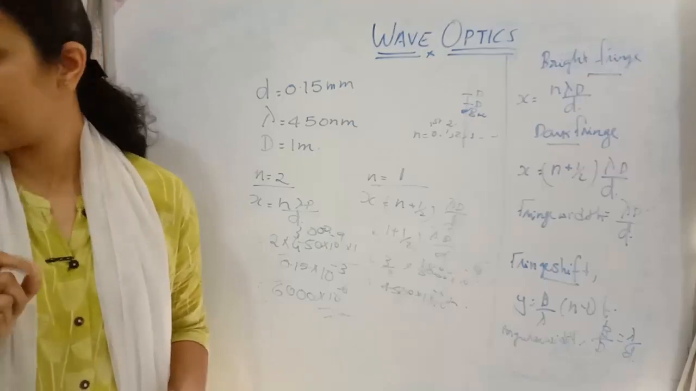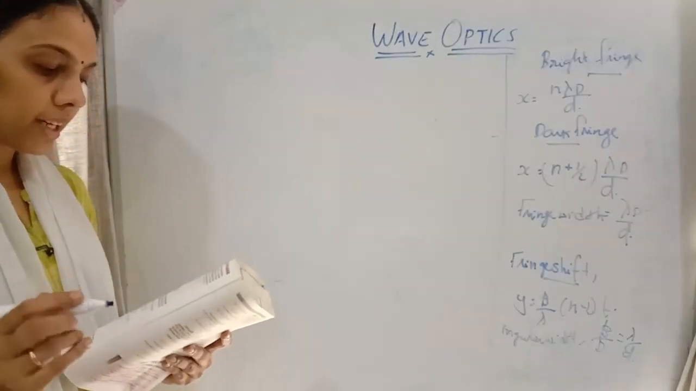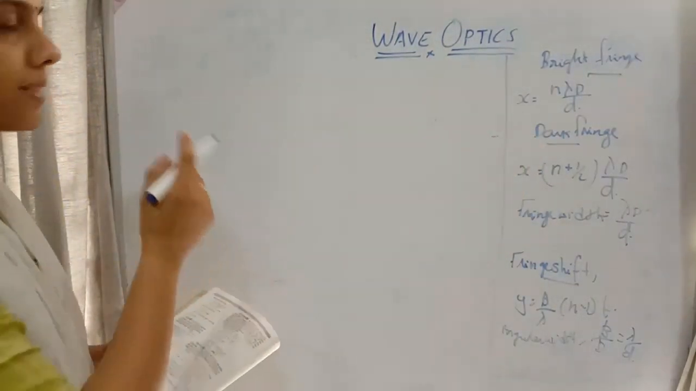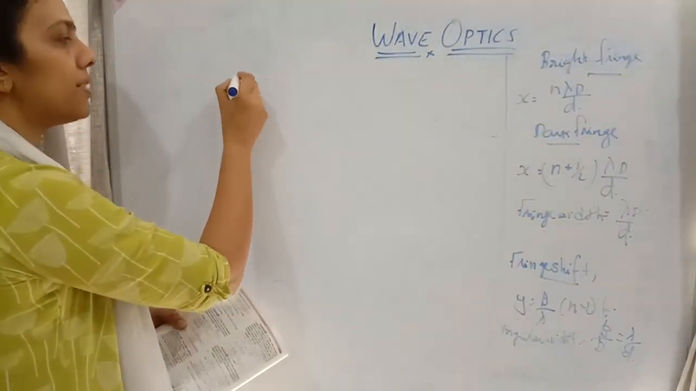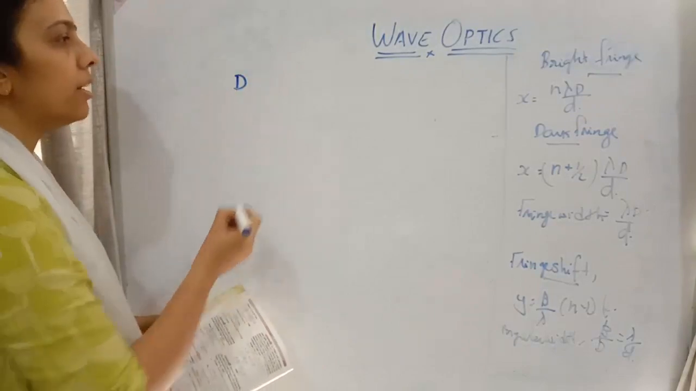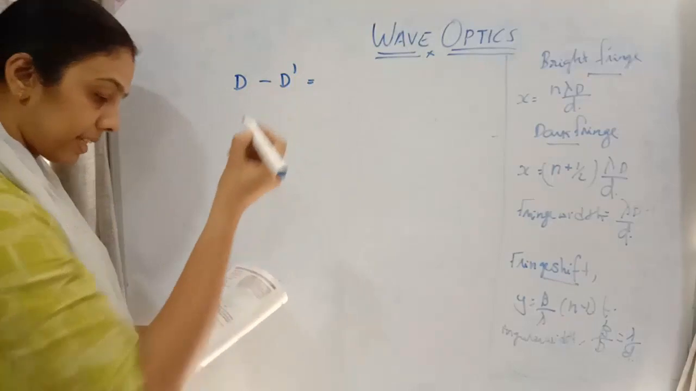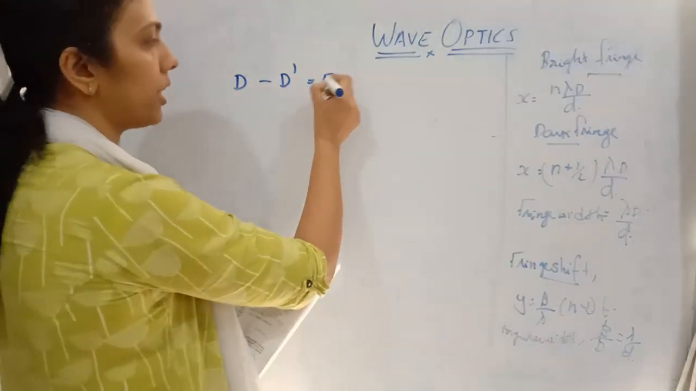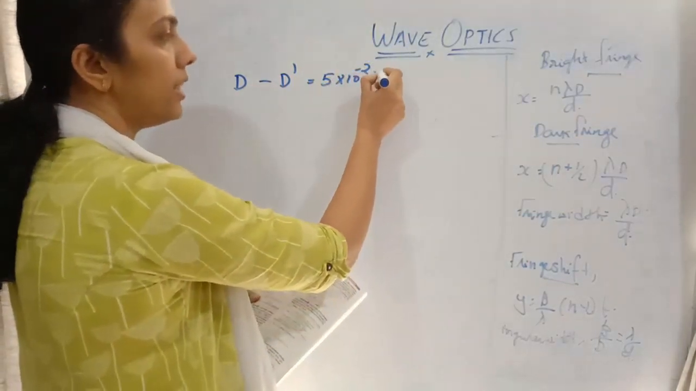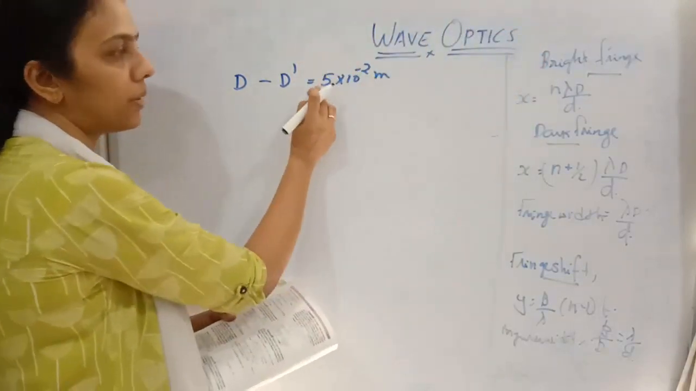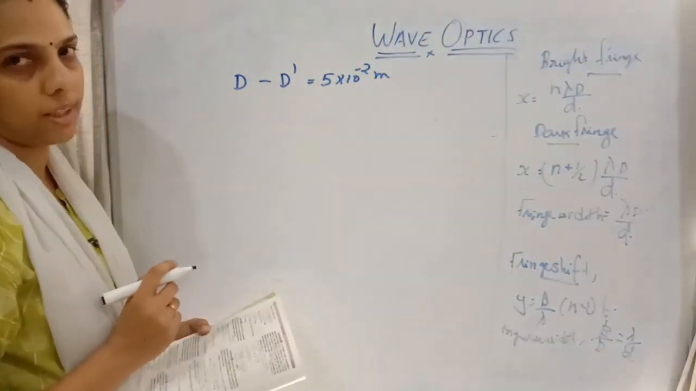How can we do this? Now here it is given that the screen is moved 5 into 10 to the power minus 2 meter towards the slit. So first it was at a distance D, now it is at a distance D dash. So D minus D dash is given as 5 into 10 to the power minus 2. Initially it was at a distance D, now it has moved, so the difference in distance covered is 5 into 10 to the power minus 2.